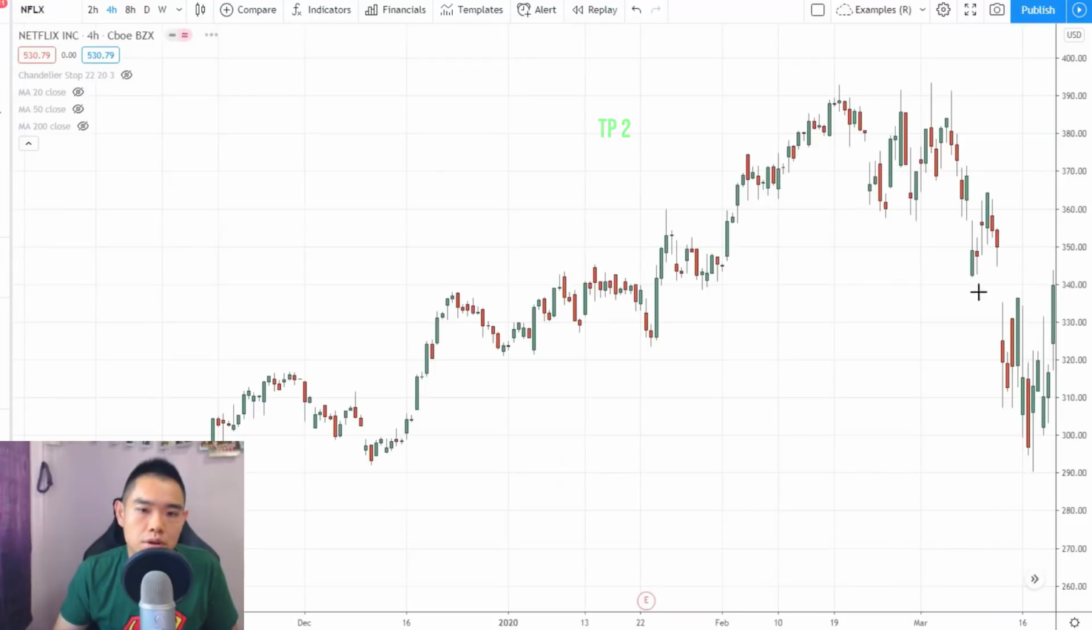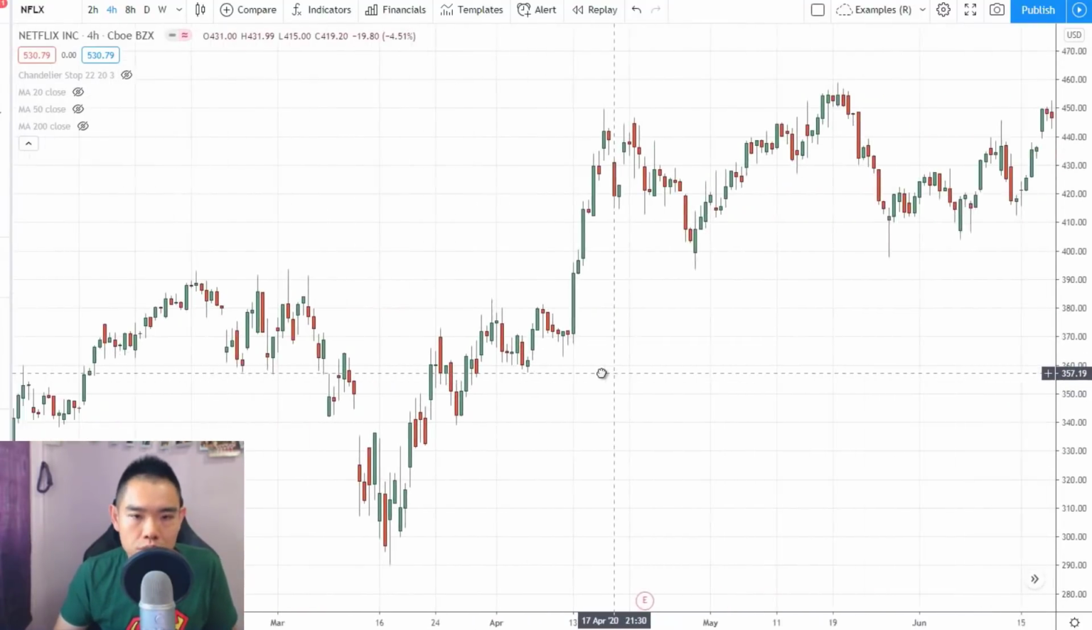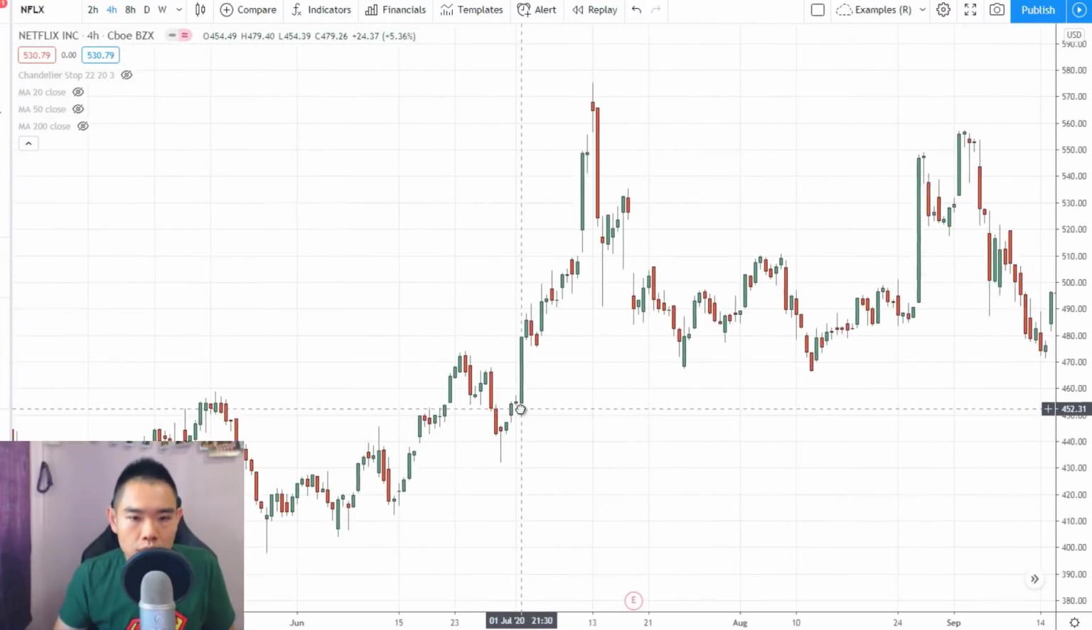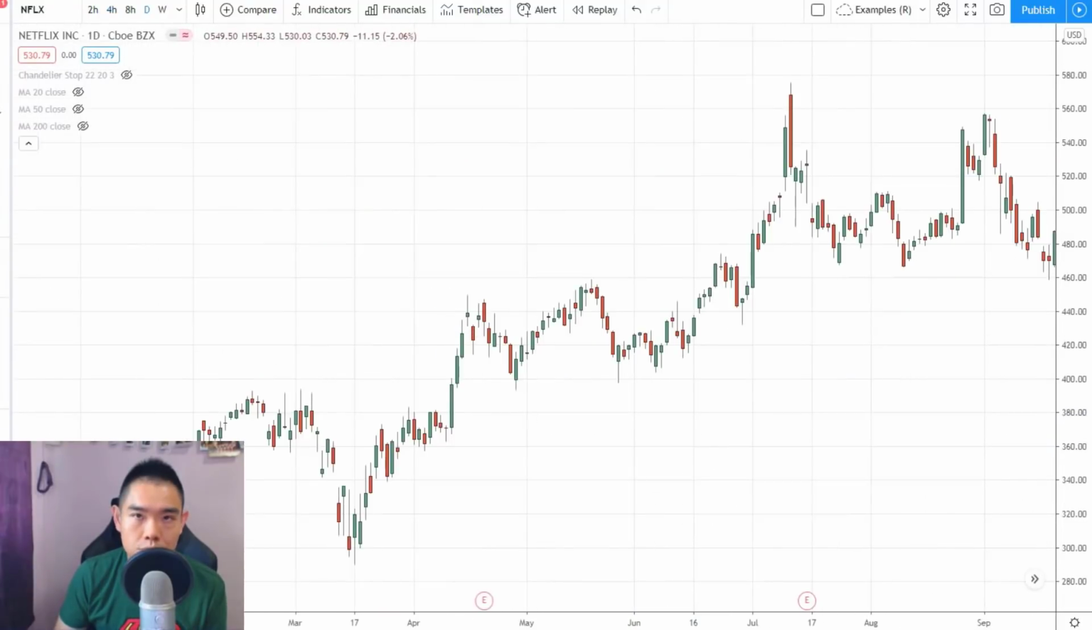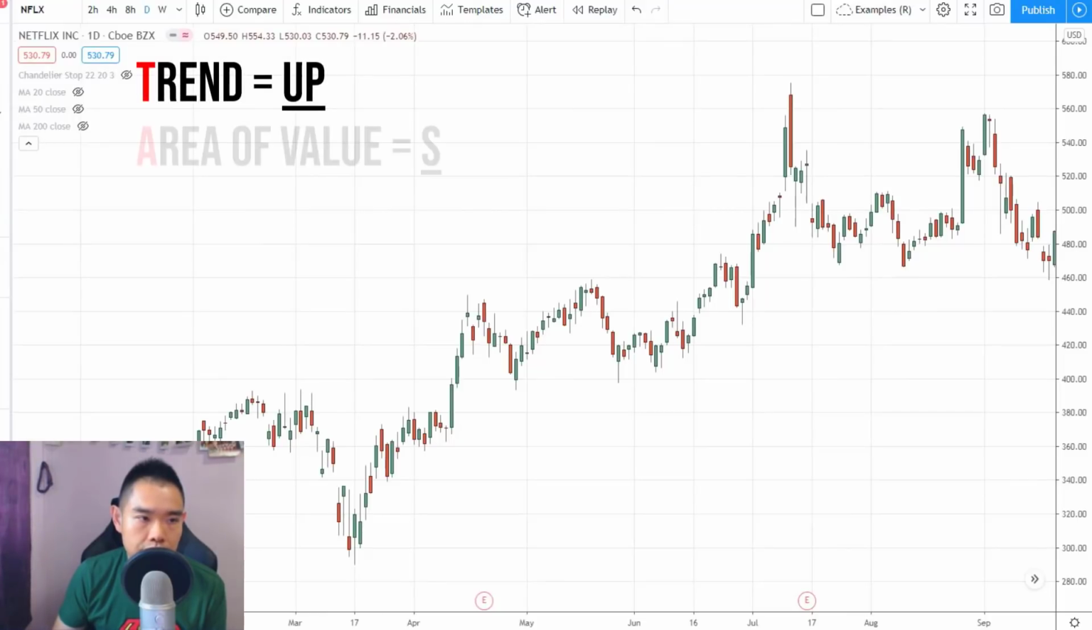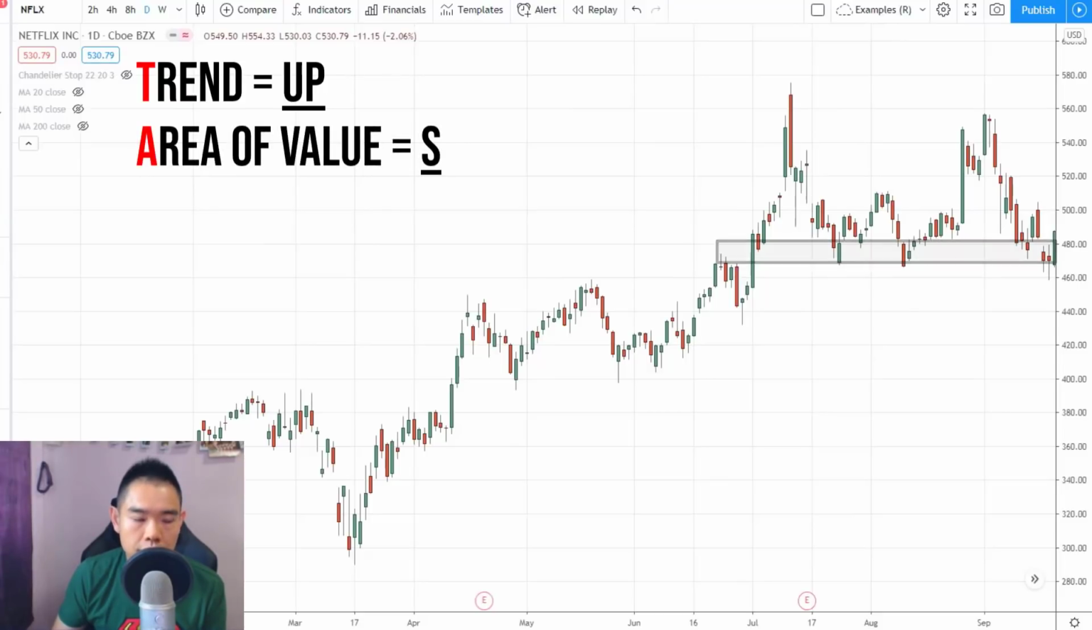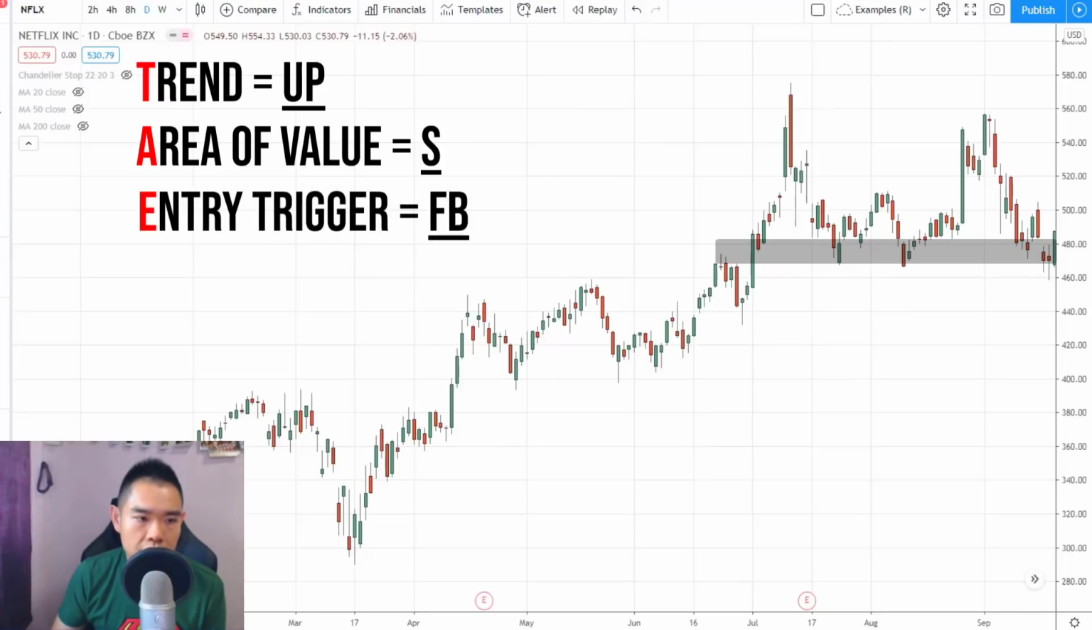Moving on, let's look at the stock Netflix. I think most of you watch Netflix. So let's have a look at this stock and see how this one plays out. So trend is up. Area of value is at this area of support, which you can see over here. Okay, this area of support. Entry trigger, we have what I call a false break. Let's call it FB. I know what you're thinking, not that FB. FB, false break.